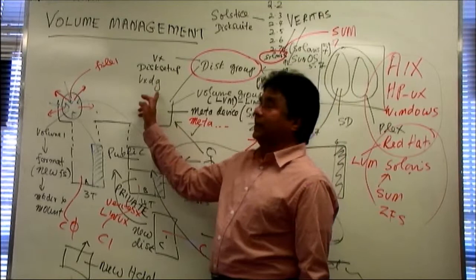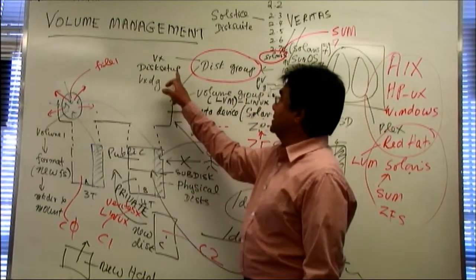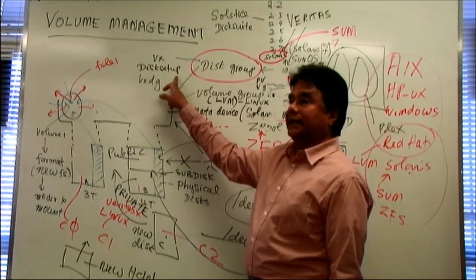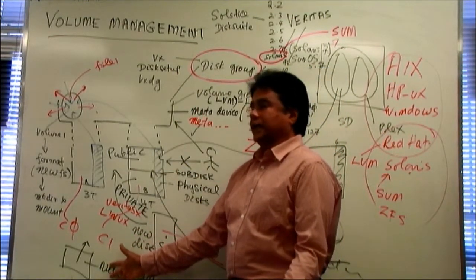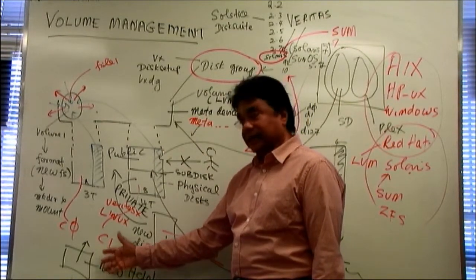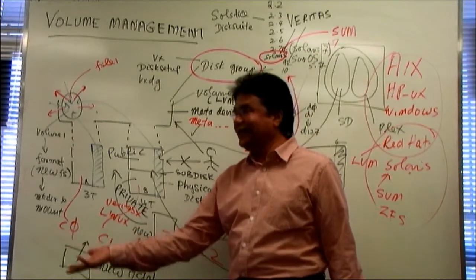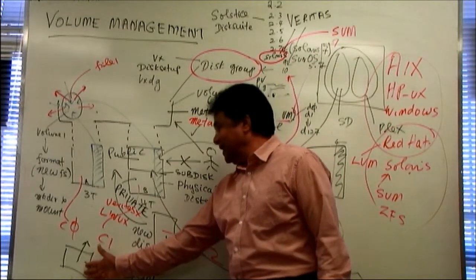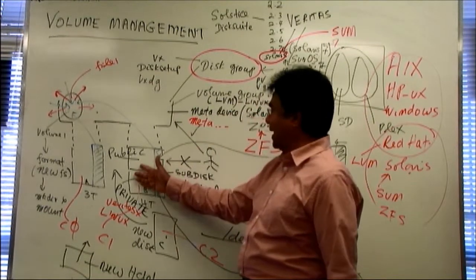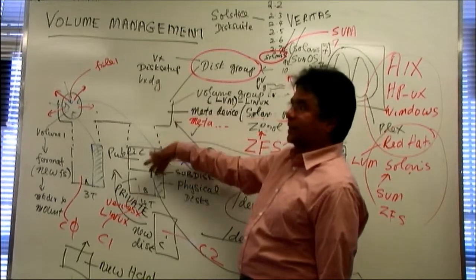So Vxdg will help me create what? A disk group. Vx disk setup will make a disk ready for Veritas. So I will say Vx disk setup, then it will be ready, then I add to that. Then to create a disk group, Vxdg, and put that disk in that group.